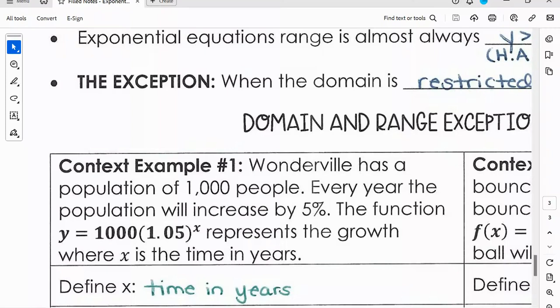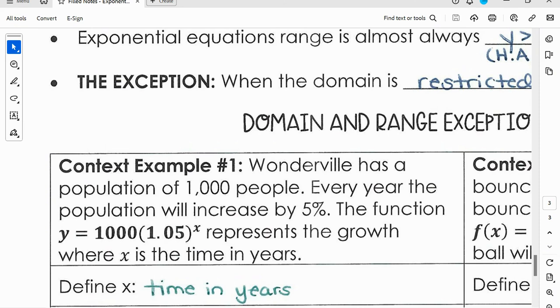Wonderville has a population of 1,000 people. Every year the population will increase by 5%. The function can be represented as y equals 1,000 times (1.05) raised to the x power, representing the growth where x is the time in years. So we want to go ahead and notate that the x is going to be our time in years here.